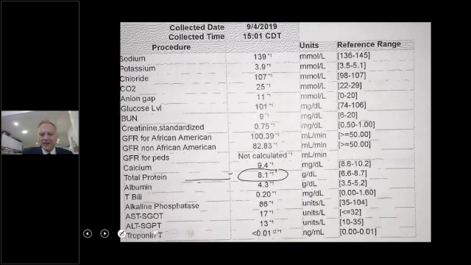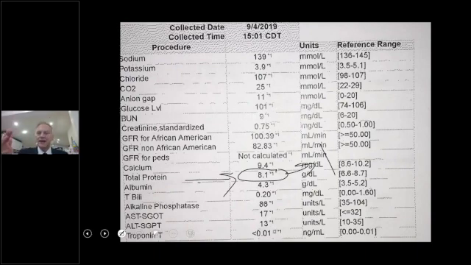But I want you to put this in your memory bank. Protein that is above 7.5 can be one of two things generally. One is dehydration, but the other, and the one I find most common, is inflammation. And the closer you get to 8 or above, that inflammation is generally a bacterial infection. Okay, so put that in your memory bank.